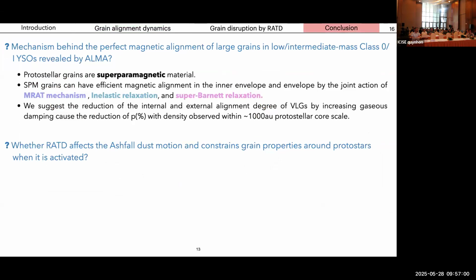So for the first question, we conclude that the protostellar grains must be superparamagnetic material, and they can have efficient alignment with the magnetic fields in the protostellar envelopes by the combined effect of the MRAT mechanisms, inelastic relaxation, and the superparamagnetic relaxation. And we also suggest that the reduction of the internal and external alignments by increasing the gaseous damping is the reason causing the reduction of the polarization fractions with the gas column density within the 1000 AU scales.